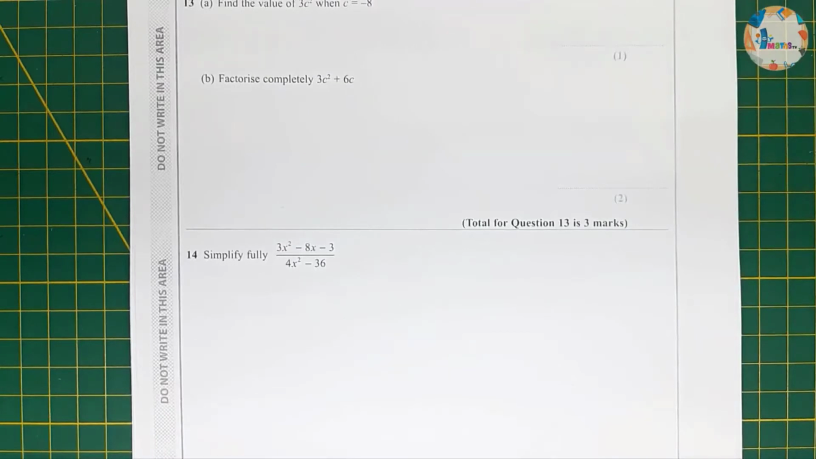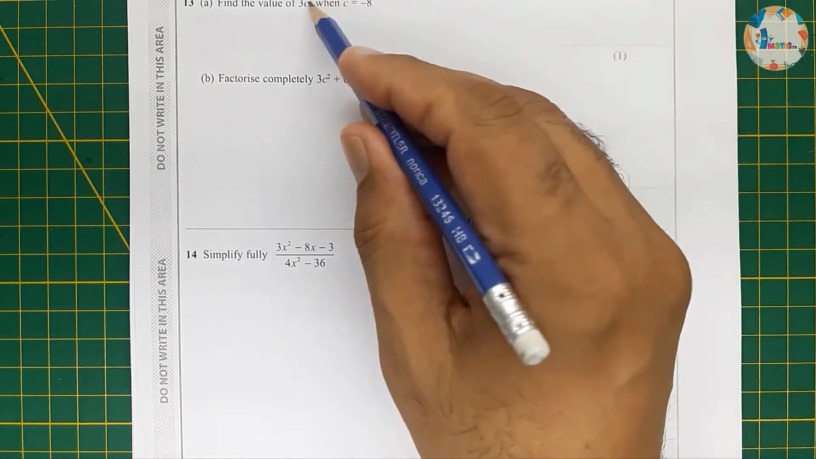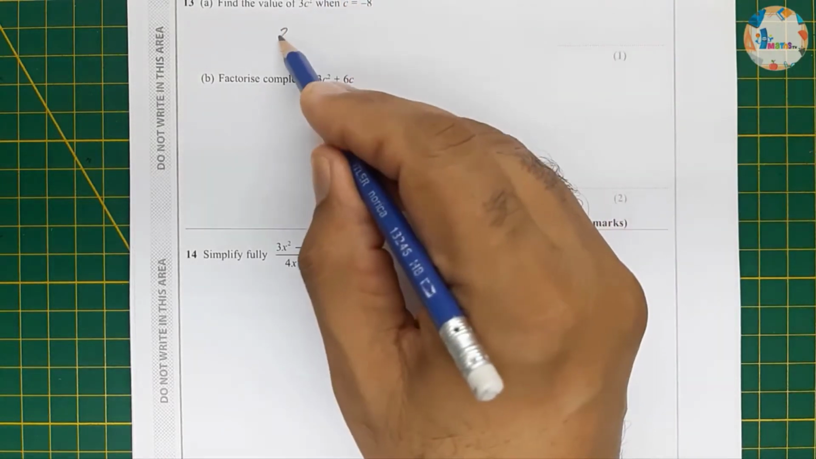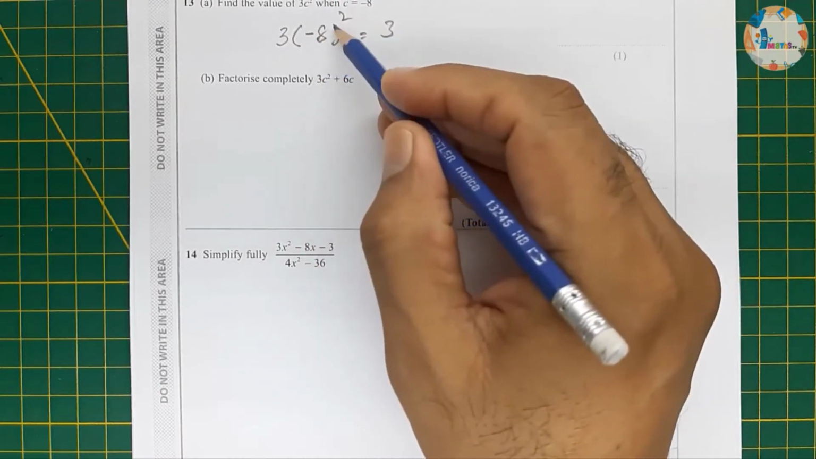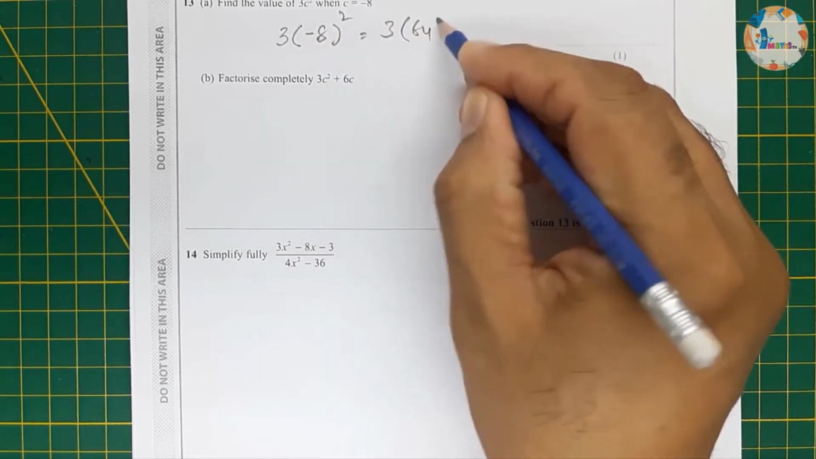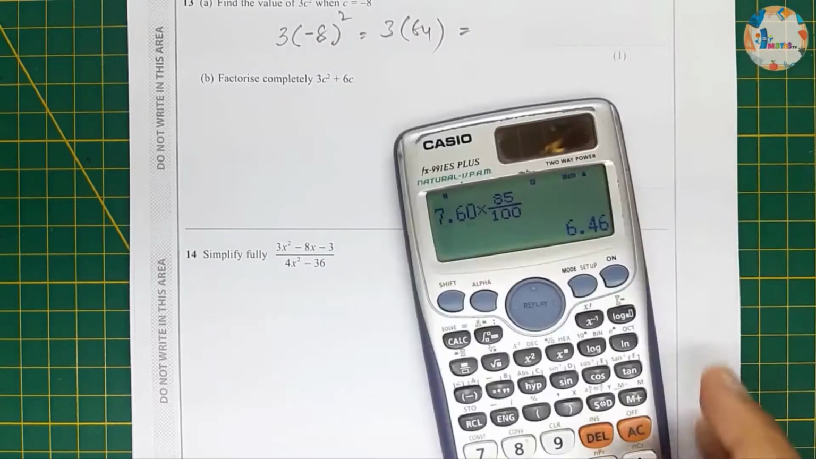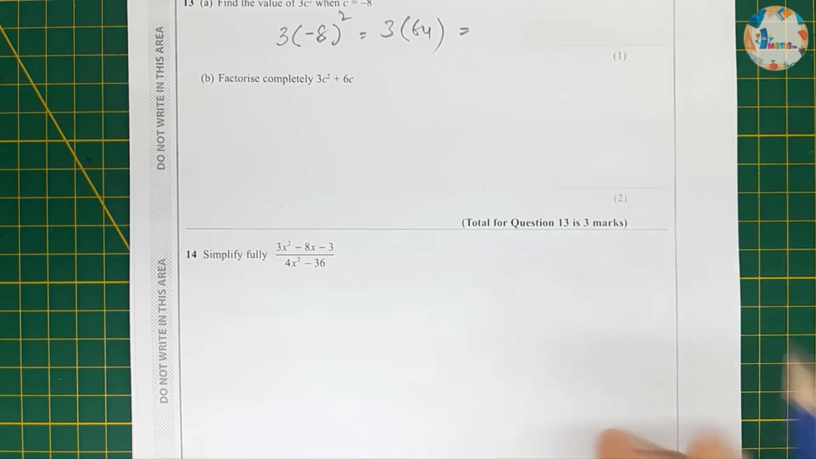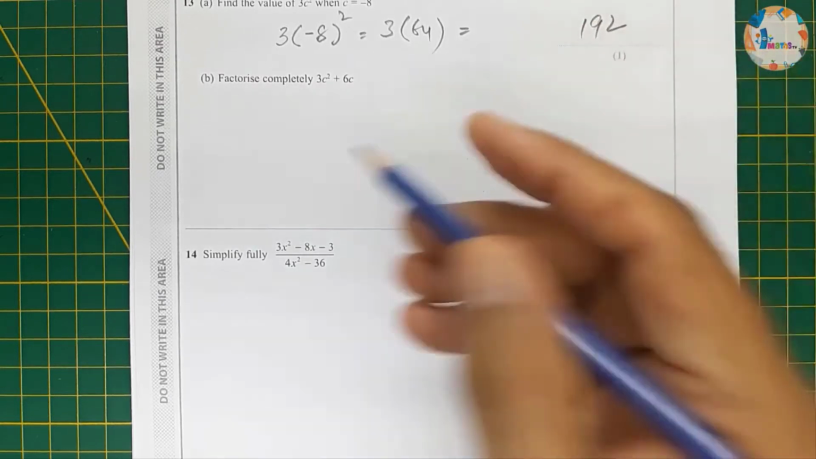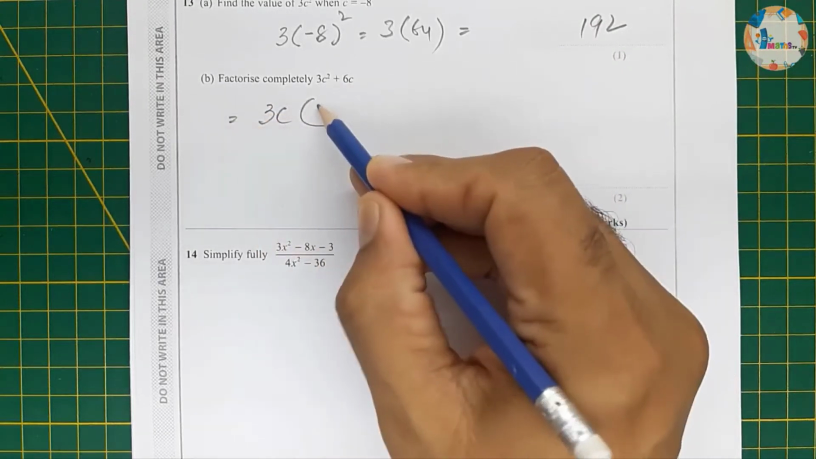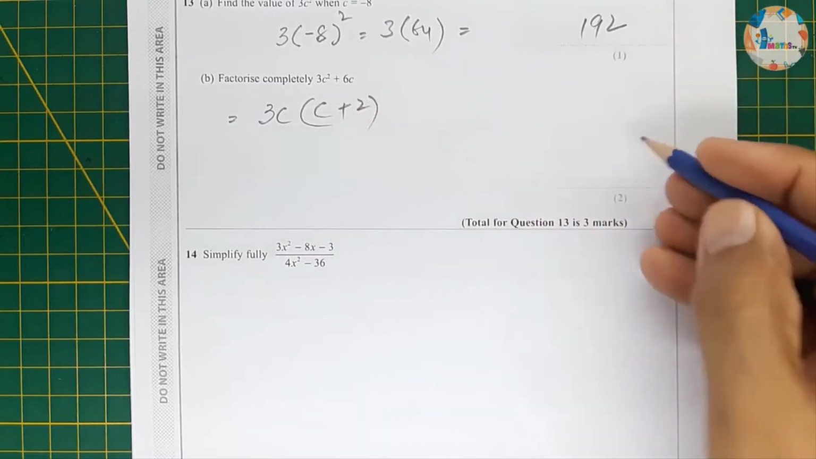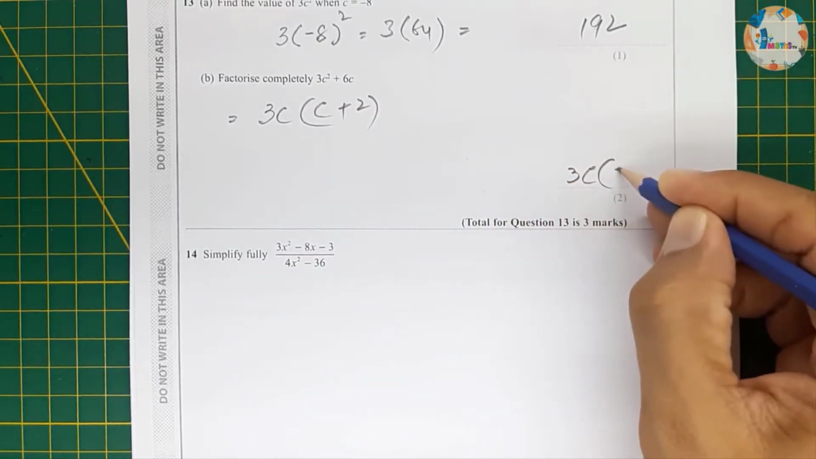Question number 13. Basically we'll have to replace the value, find the value of this one when c is equal to minus 8. So 3 into c value is minus 8 square. This will be 3 into 8 will be 64. So plus 64. So this 64 will be multiplied by 3, giving us 192. So our answer will be 192. Factorize completely, we'll have to take the maximum common. It will be 3 common, c also common. So inside will be c plus 2, and our final answer will be 3c into c plus 2.